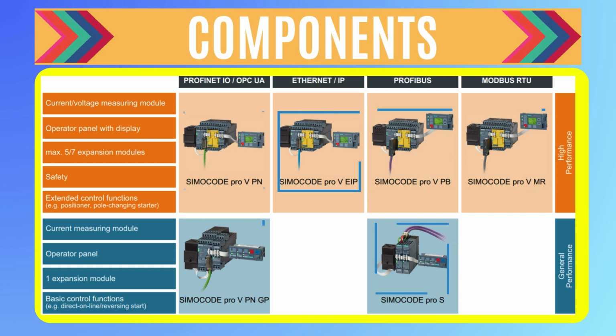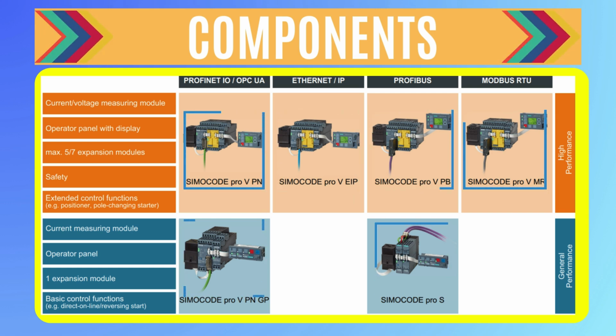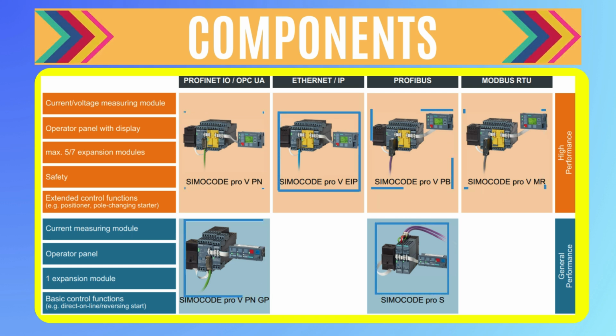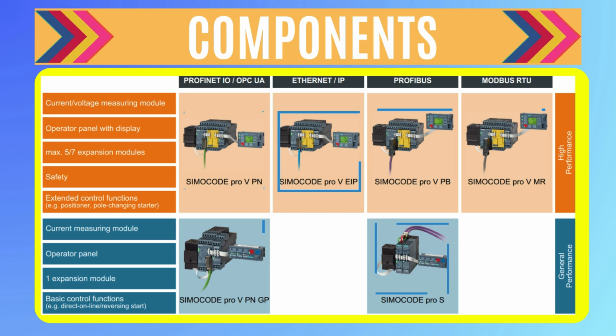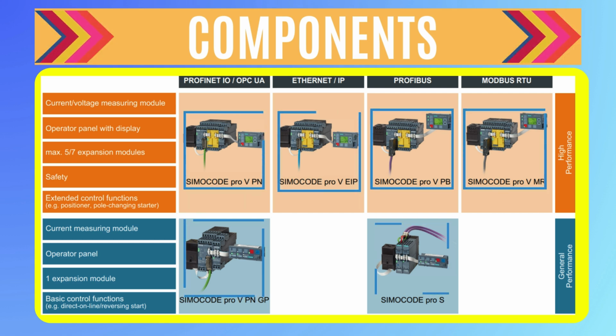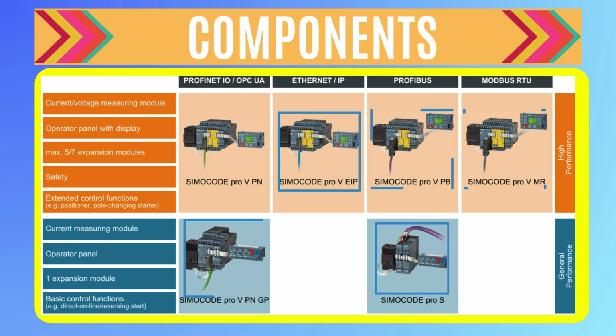Simocode Pro V Ethernet, the variable high performance system for Ethernet, which offers numerous functions in addition to all the Simocode Pro C and S functions. 4 inputs and 3 outputs, freely parameterizable input for thermistor, monostable relay output, expandable with expansion module.